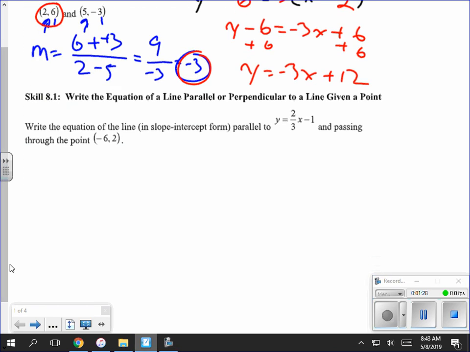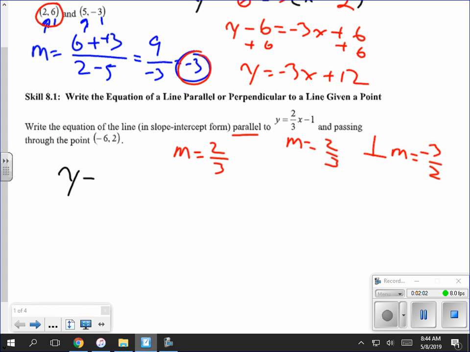Second problem. Write the equation of a line parallel or perpendicular. In this one, I want a line parallel. The slope of this line is 2/3. The slope of my new line will also be 2/3 because it's parallel. Parallel lines have the same slope. If it was perpendicular, the slope would be -3/2. Flip it over and change the sign. My slope is 2/3.